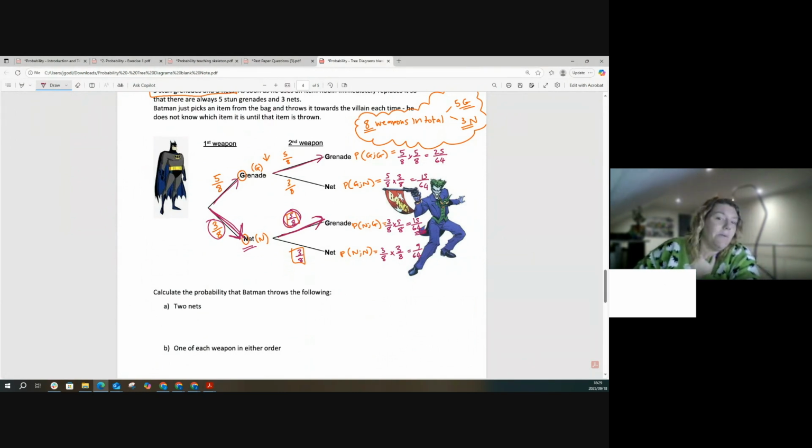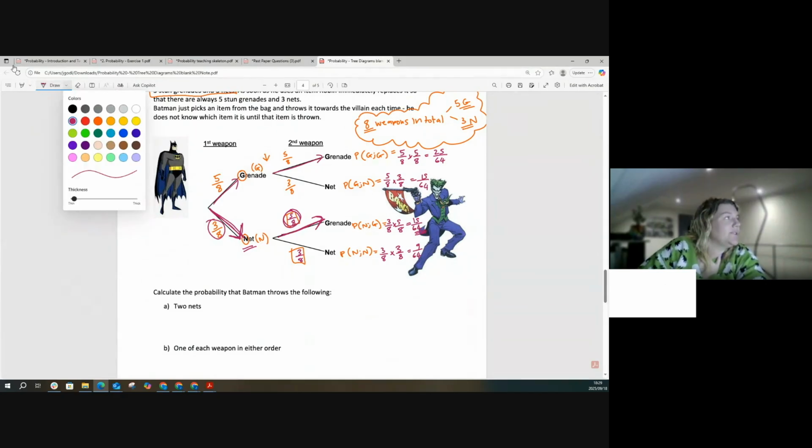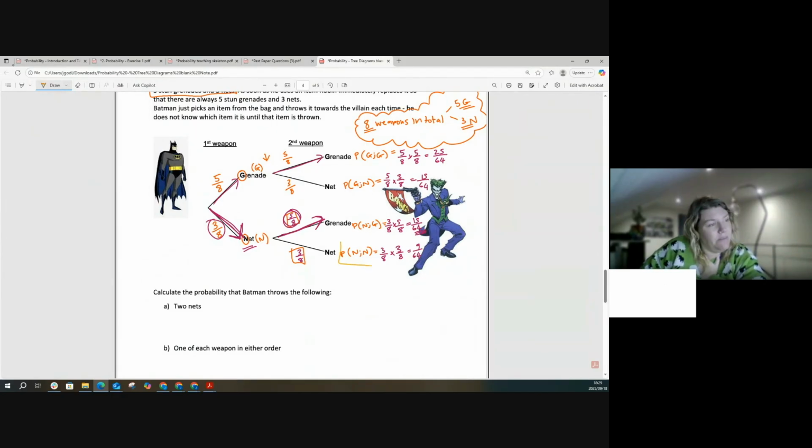Okay, probability of throwing 2 nets. That would be this one over here. Probability of throwing 2 nets. So the probability of throwing a net and then a net is 9 out of 64.